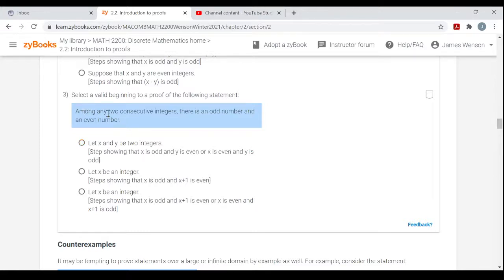And they're saying among any two consecutive integers, there is an odd number and an even number. So if I let x be an integer and then go through some steps to show that one of them's odd and the other one, x plus 1, consecutive, is even, that would be a good way to start. And then again, they don't have the steps here, but we're going to go through writing out steps and fully doing proofs in future sections. There is an odd number and an even number.